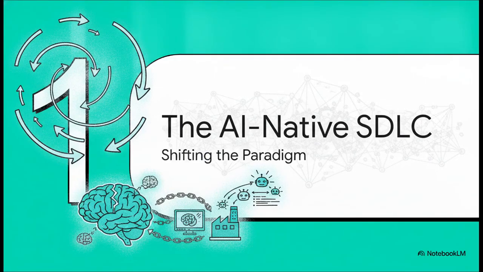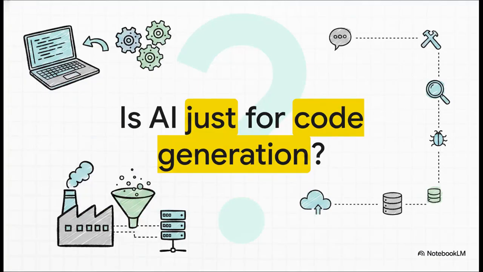All right, section 1, the AI-Native SDLC, or shifting the paradigm. Let's see how this builds a totally new mental model for software engineering before we even touch a line of code. So, is AI just for code generation? Well, the biggest mistake organizations make right now is treating AI like a fancy autocomplete. Honestly, if you're only using AI to type boilerplate a little faster, you're effectively treating a supercomputer like a typewriter. You're missing out on the massive ROI of automating the entire software development lifecycle.